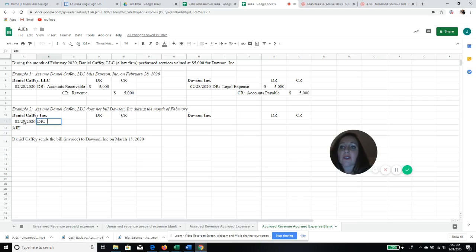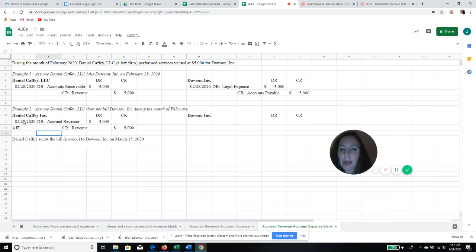All right, so we're going to debit. We can't debit accounts receivable, so we have this account we use called accrued revenue. Accrued revenue is just like accounts receivable, except we haven't sent the bill. So in every other way, it's an asset. You debit to increase, you credit to decrease. So we're going to debit accrued revenue for $5,000, and we're going to credit revenue for $5,000.